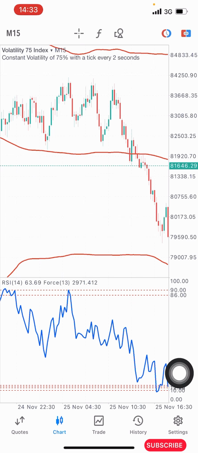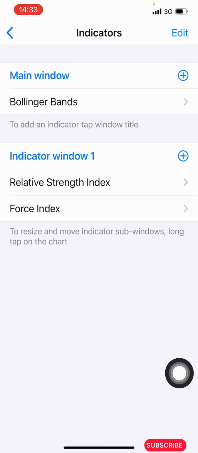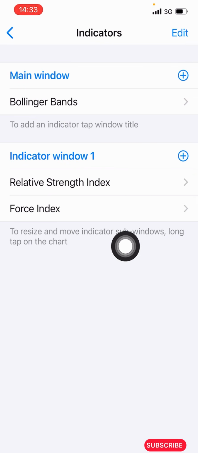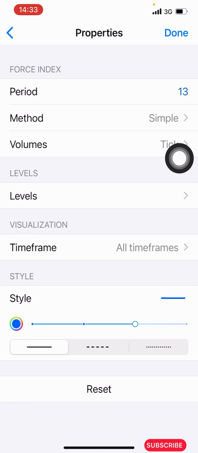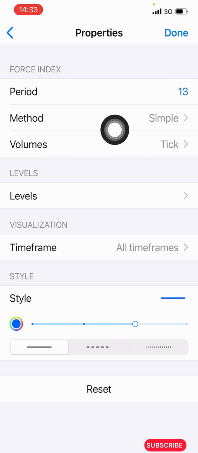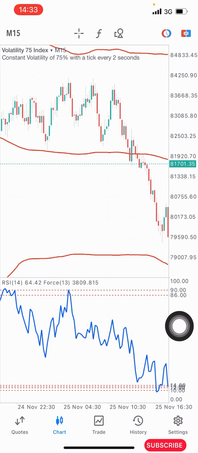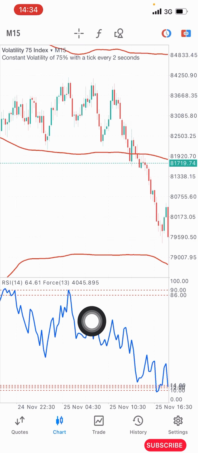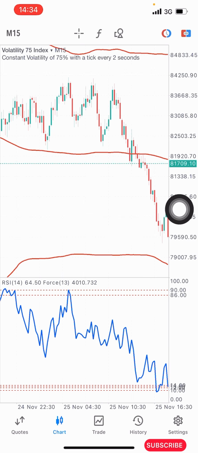Now after adding that, the next indicator we have here is the force index, which is our last indicator. So you are going to be clicking on this second plus icon, the indicator with the plus icon, and then you search for your force index. These are the properties. The period is 13, method is simple, the volumes tick. The level, you leave it as it is, time frame, all time frame. The style, you make the color blue, 3 pixel, and you click on done. You're going to have this blue line here on your indicator window 1. So after setting everything correctly, as I've just explained, you have a screen like this one.